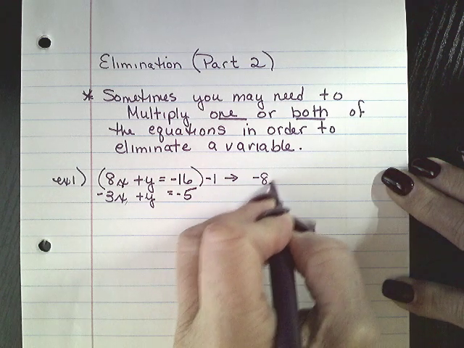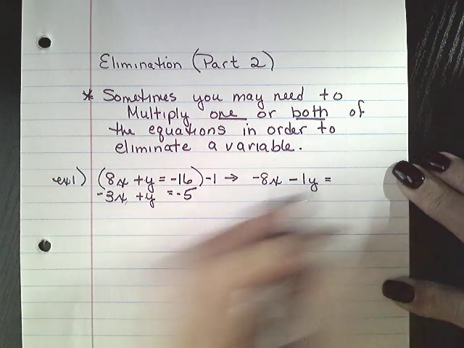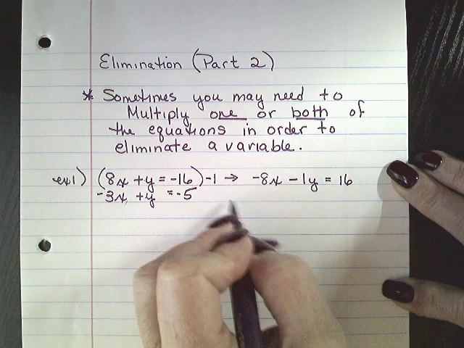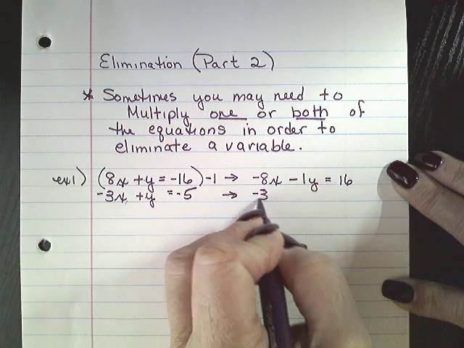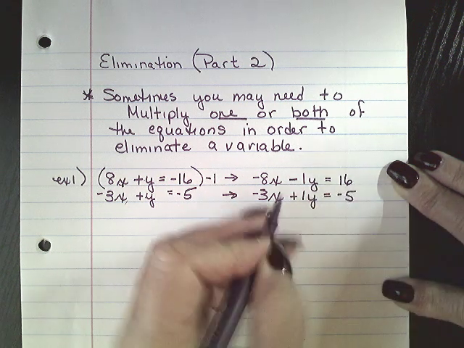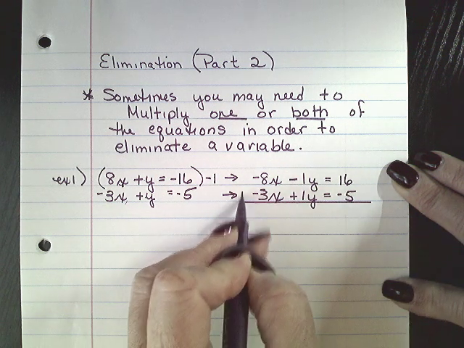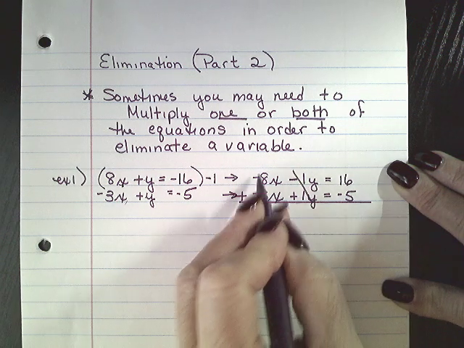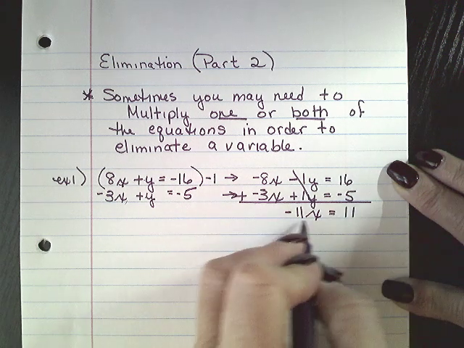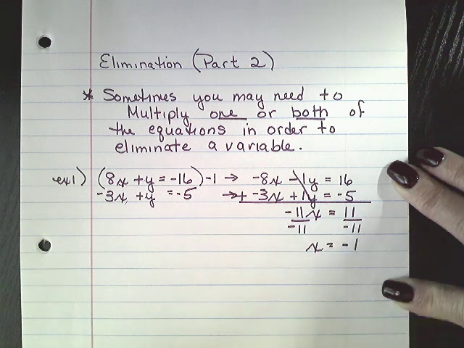So this now becomes negative 8x minus 1y, I'll put the 1 in there, equals negative 1 times negative 16 is a positive 16. And then my second equation, I'm just going to bring over as it is. Negative 3x plus 1y equals negative 5. Now I have opposites for my y, so I can go ahead and eliminate. So they cancel. Negative 8 plus negative 3 is negative 11x equals positive 11. Divide both sides. I get x is equal to negative 1.